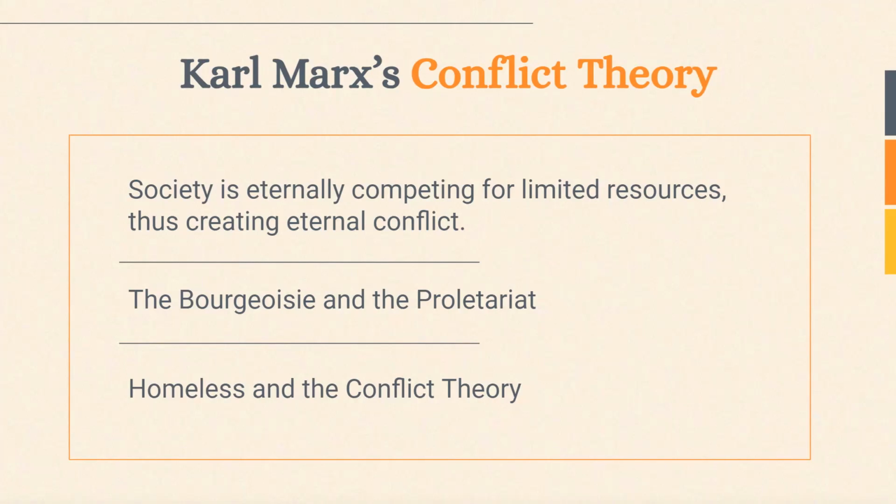The poor do not have the power and stay stagnant in their influence, status, and wealth. The wealthy uphold their influence, status, and wealth by controlling social institutions to work in their favor. The conflict theory views homelessness as a result of capitalism.